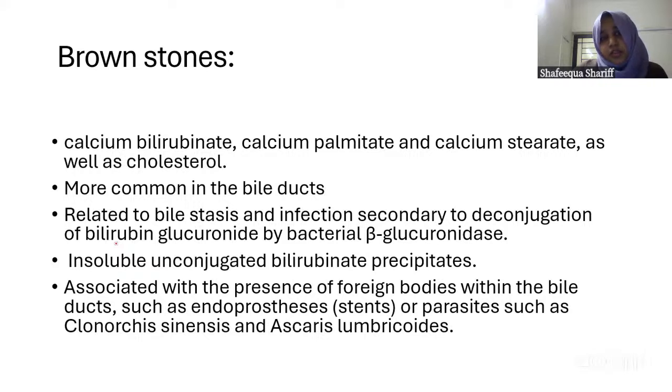So the pathogenesis of this: like we have hemolysis for the black stones, for the brown stones it is mainly the stasis of bile. Anywhere there is stasis, there is a nidus, there's stone formation. So whenever there's stasis, and infections also, secondary to deconjugation of bilirubin glucuronide by bacterial beta glucuronidase, insoluble unconjugated bilirubin precipitates. It is also associated with the presence of foreign bodies within the bile, like when we place stents, or parasites of the hepatic system, like Clonorchis sinensis or Ascaris lumbricoides.